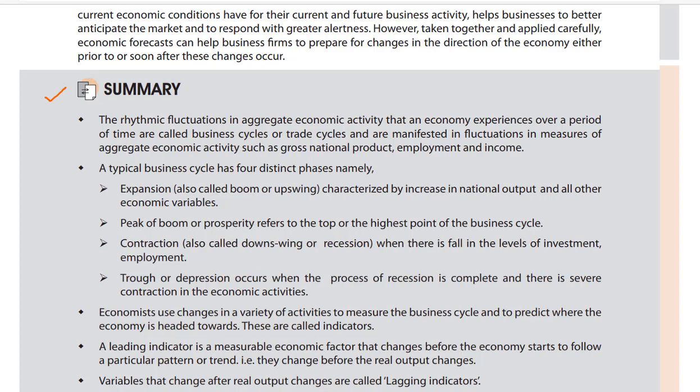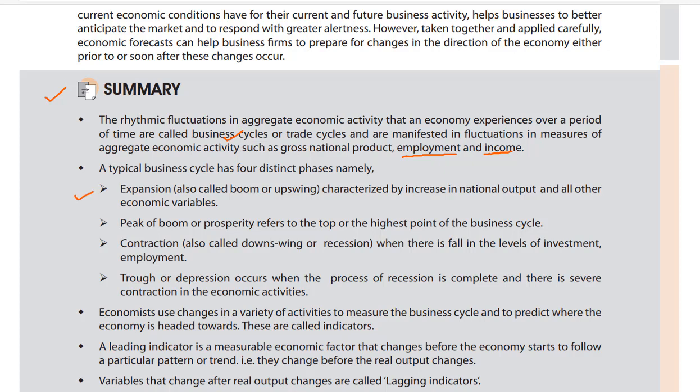The rhythmic fluctuations in aggregate economic activity that an economy experiences over a period of time is known as business cycles or trade cycles, and are manifested in fluctuations in measures of aggregate economic activity such as gross national product, employment and incomes. A typical business cycle has four distinct phases.